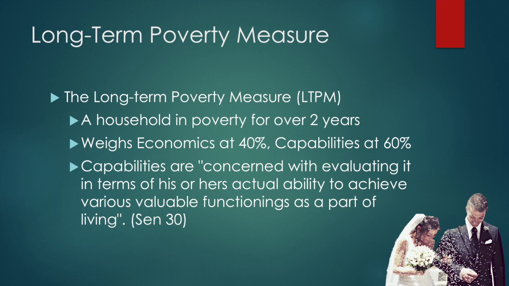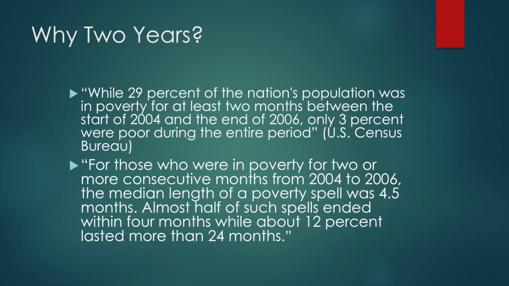According to Harvard professor Amartya Sen, capabilities are concerned with evaluating a person in terms of his or her actual ability to achieve various valuable functionings as a part of living. This would indicate that capability is more important to discuss when looking at a household that is deeply rooted in poverty. So why do we split up the measure at 2 years?